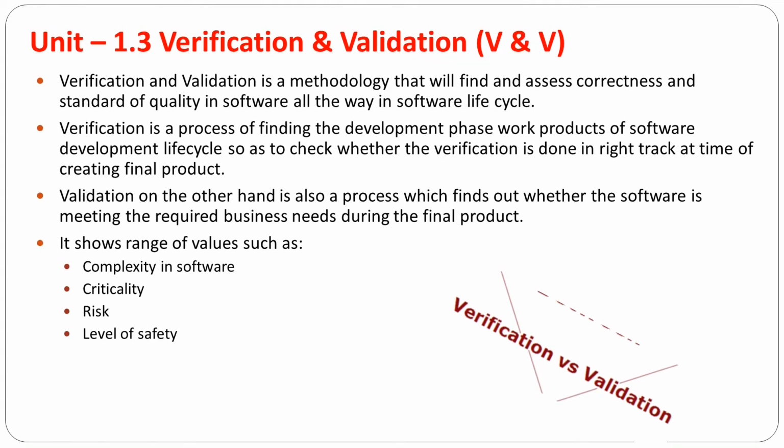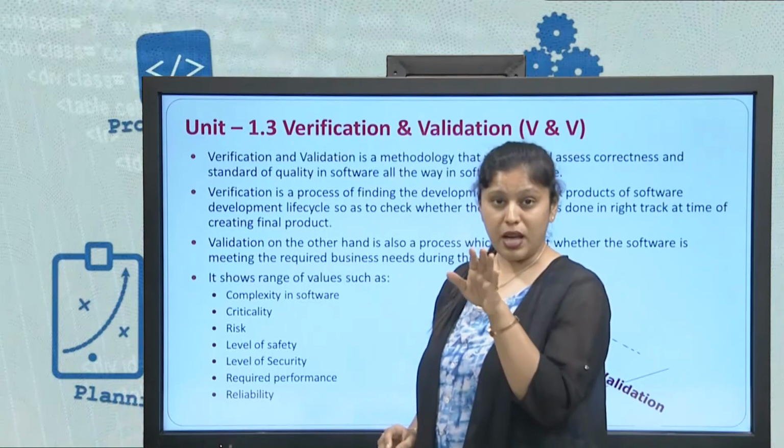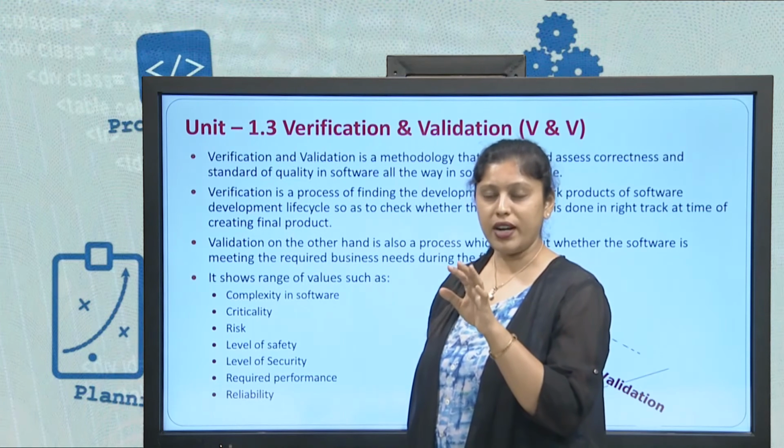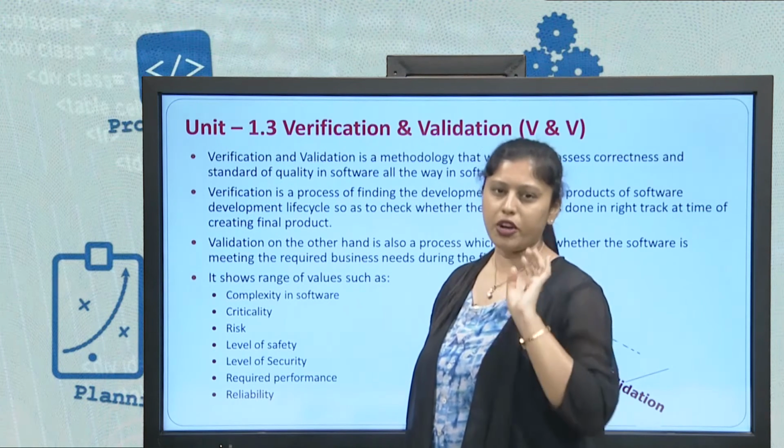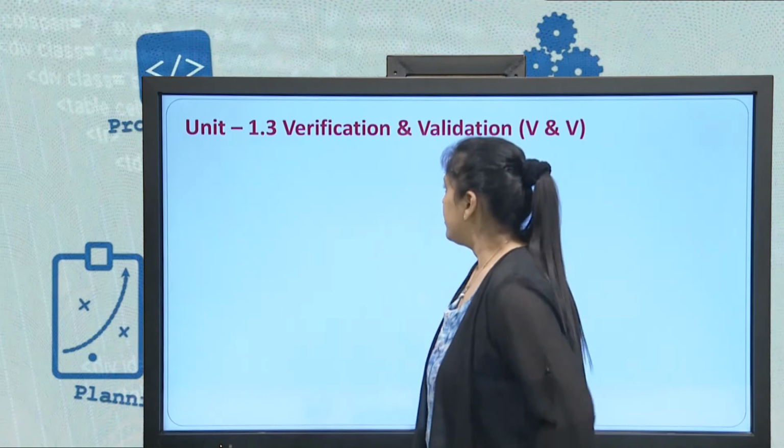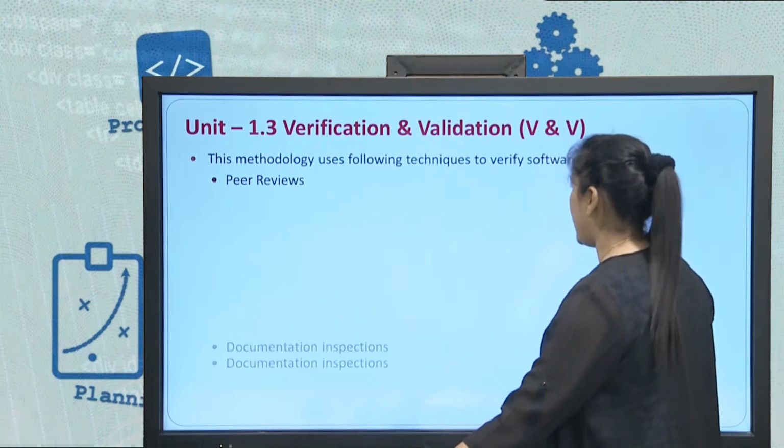Then level of safety, what kind of safety my software is providing. Then level of security, what kind of security it provides. Required performance, whether all the performance required by my customer is provided within my software or not. These are the values. And lastly, reliability: any software that I take up should be reliable. I cannot use my software as it is if it is not reliable; nobody is going to use your software.